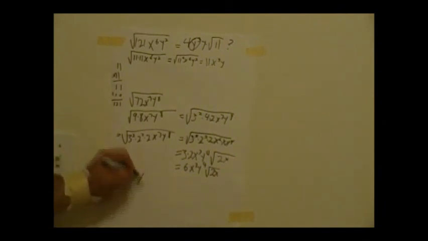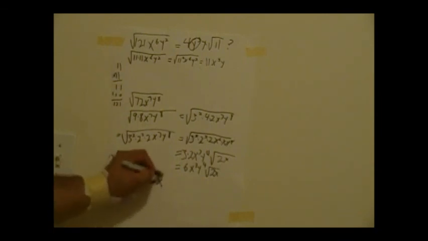So if we had x to the 11, that's equal to x to the 10 times x. And then we can take the square root of x to the 10, can't we? So you always have something left over in there.